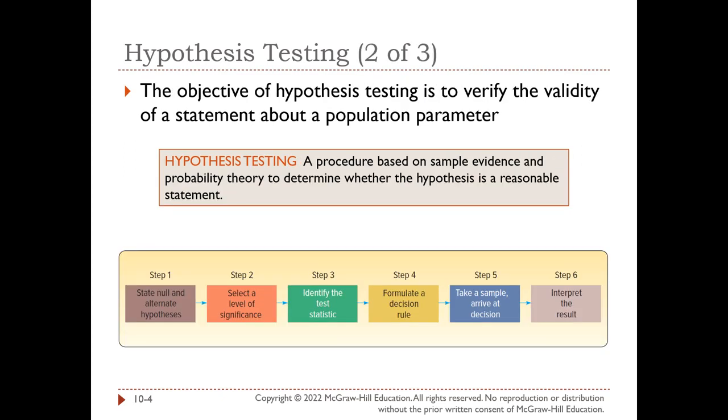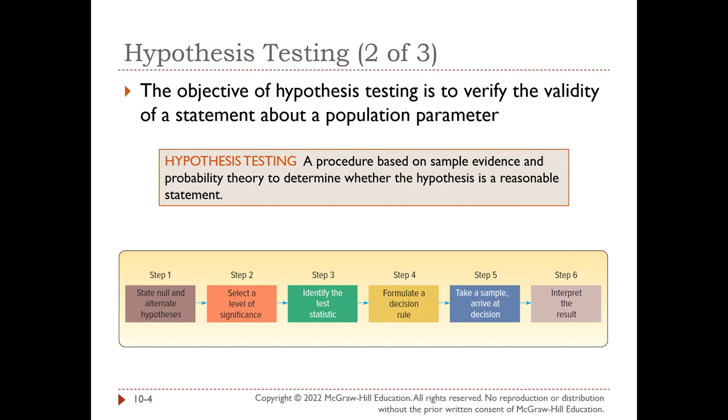So, our objective of hypothesis testing is to verify the validity of a statement about a population parameter. Is it valid? See, I can say valid, but I can't say validity. So it is a procedure based on sample evidence and probability theory to determine whether the hypothesis is a reasonable statement. It's really what we're trying to do.